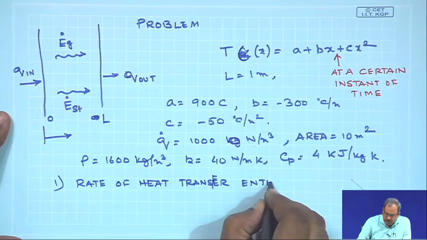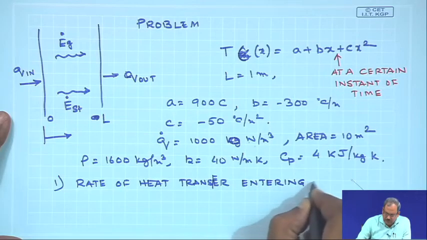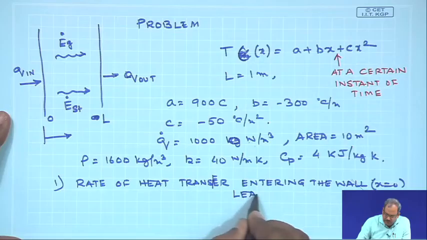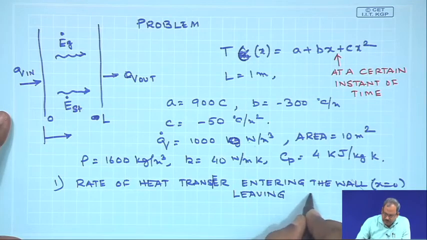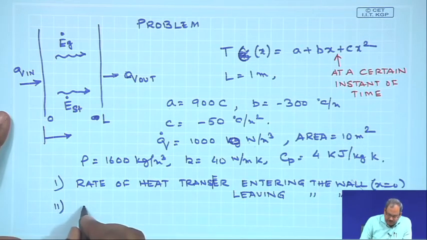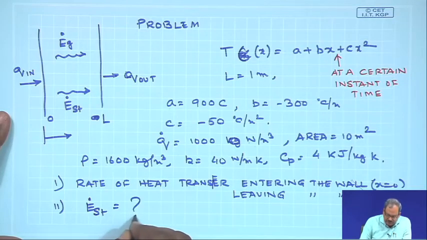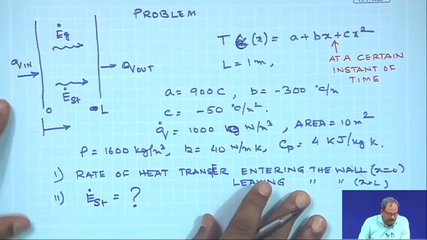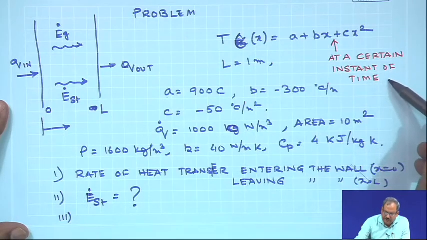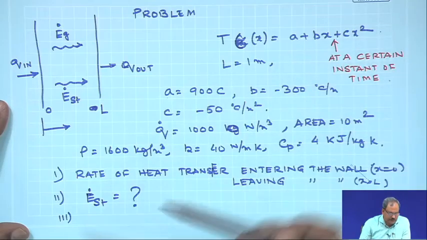entering the wall, which is at x equals 0, and leaving the wall, which is at x equals L. What is the rate of energy storage in the system at this instant? So, what is the value of E dot ST? Okay. And the third one, so you have to evaluate what is the rate of energy stored in the system at the given instant where the temperature can be expressed in this form.